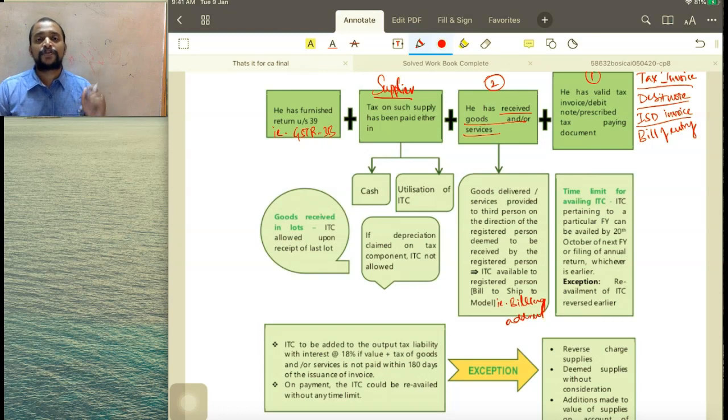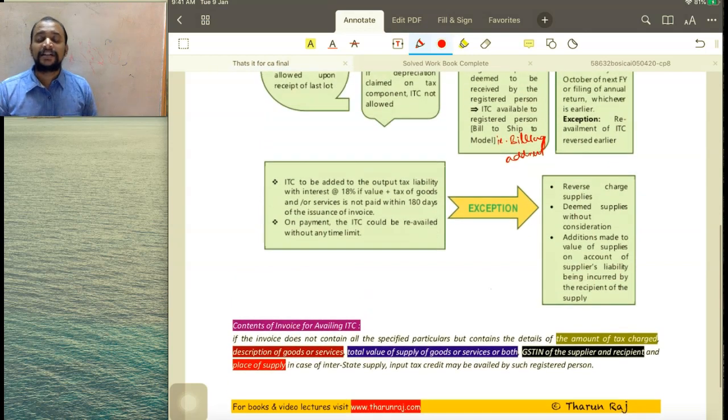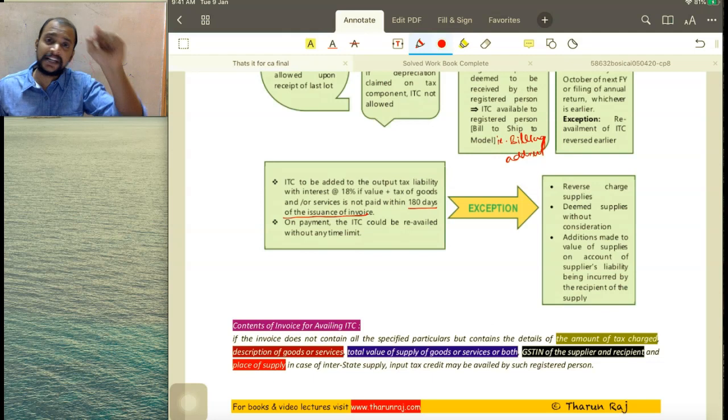So therefore, there is one condition here. What is that condition? Recipient should make payment to the supplier within 180 days from the date of invoice. Now, let's try to understand this. I am supplier and you are recipient. You should make payment to me within 180 days from the date of invoice. Only then the ITC you have enjoyed beginning, because as and when I raise invoice you would have taken ITC.